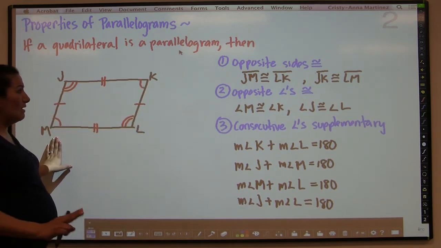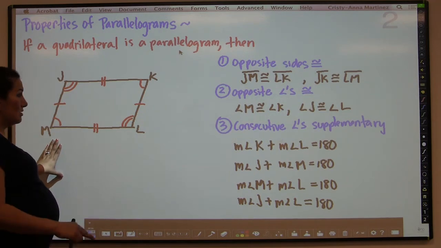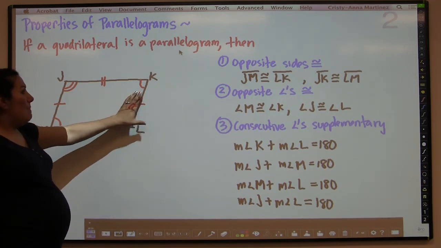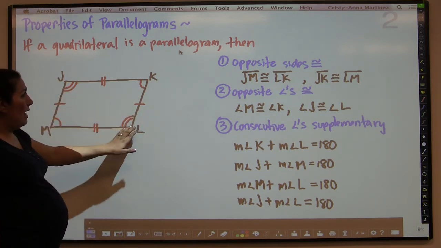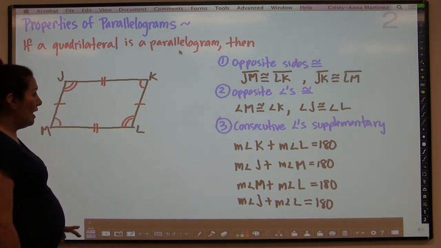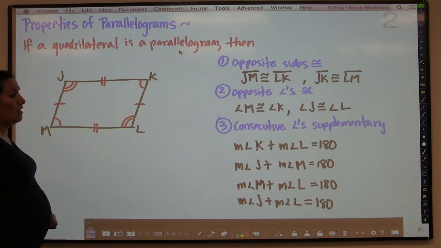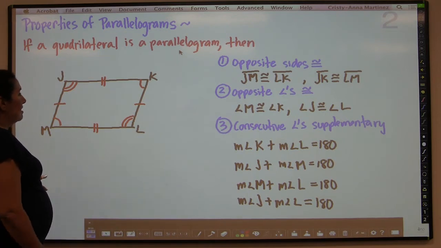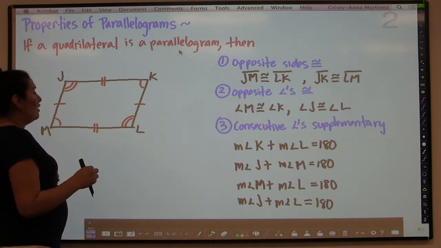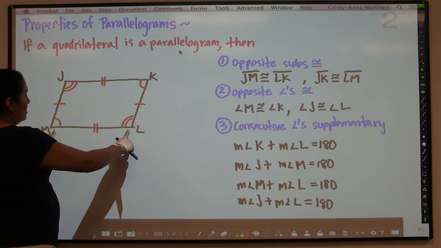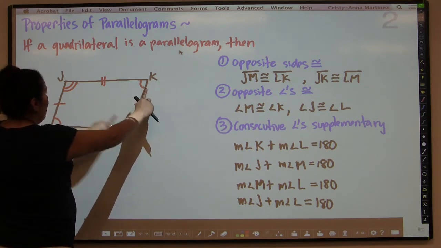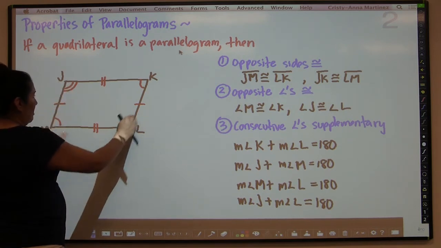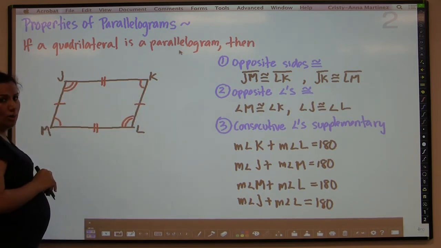And then we have the second theorem, which states that opposite angles are congruent. So there we have that angle M is congruent to angle K, and that angle J is congruent to angle L. And then the third one states that consecutive angles are supplementary. That one can be kind of tricky, but basically consecutive means angles that are right next to each other. So it would mean these two angles, but it could also mean these two angles, and these two angles, and those two angles. So any combination of two consecutive angles in the parallelogram are going to be supplementary.